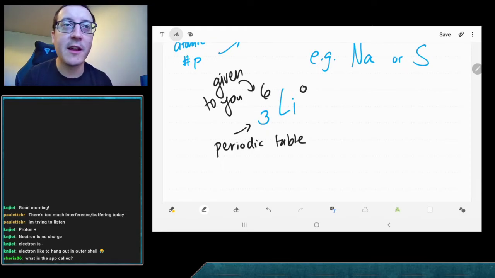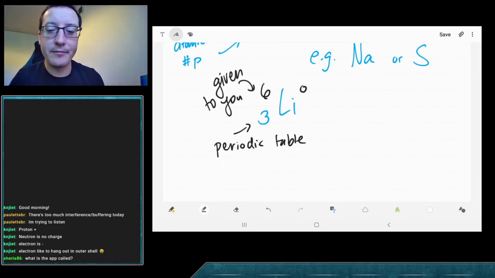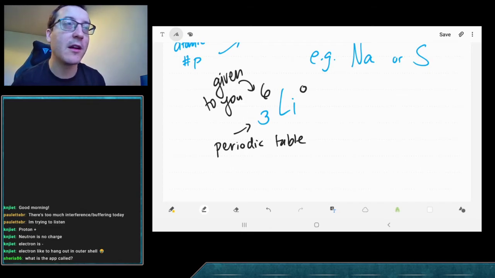The app is just called Periodic Table, and it has enough information. There are probably like 500 different periodic table apps. You just want one that has the basic numbers and symbols and names and everything. So that'll be nice for you to have.